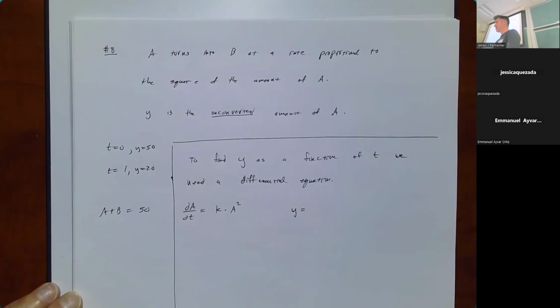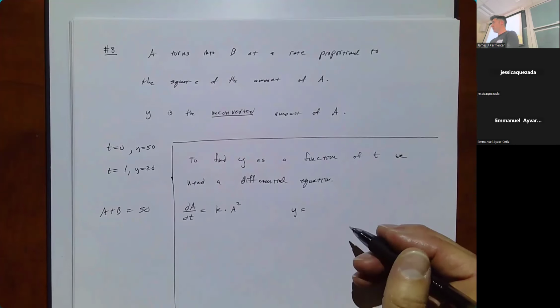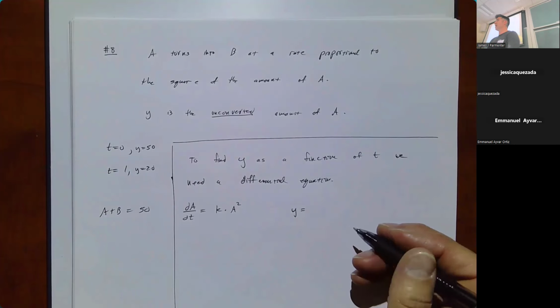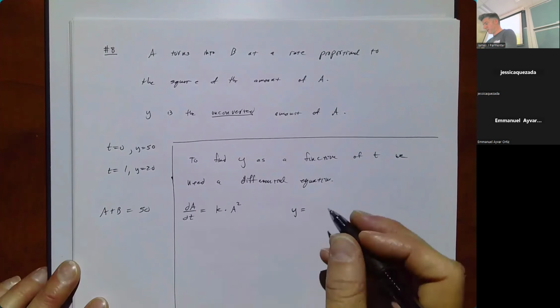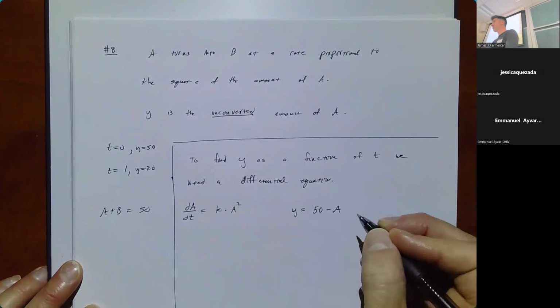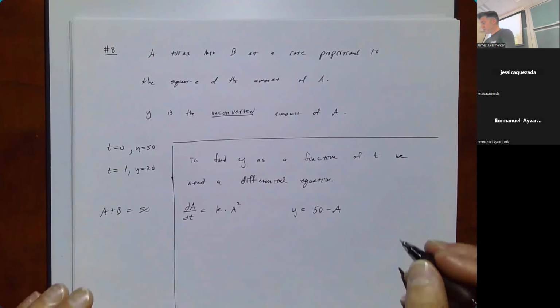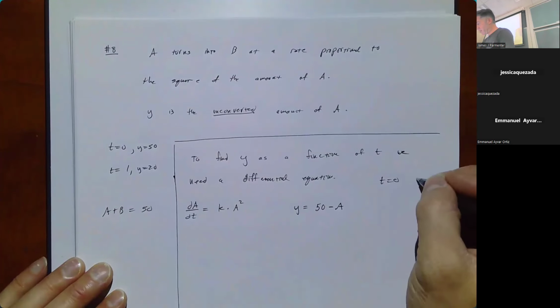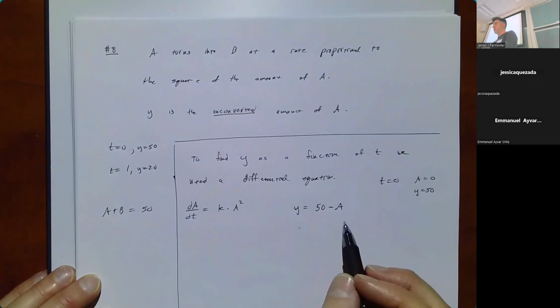Would it still be dA over dt? As time increases, y is going to decrease, right? So I think what we want to do, and I'm not 100% sure, is think of y as being 50 minus A. Here's why. When time equals 0, A equals 0, y equals 50. That seems reasonable, right?